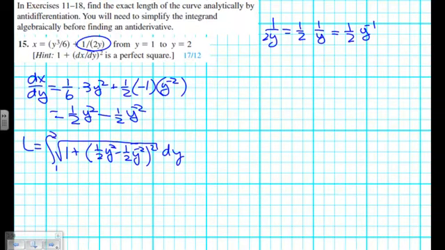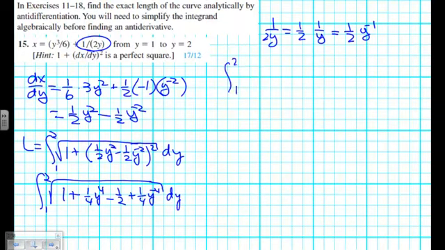Alright, so there's that big mess. So let's practice our squaring. 1 plus, square that, and I get 1/4 y to the 4th. Multiply these together, I'm going to get negative 1/4, but double it, so minus 1/2. And then square that, and it's going to give me positive 1/4 y to the negative 4.